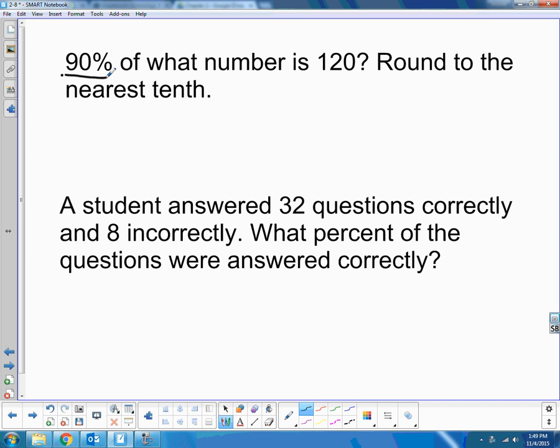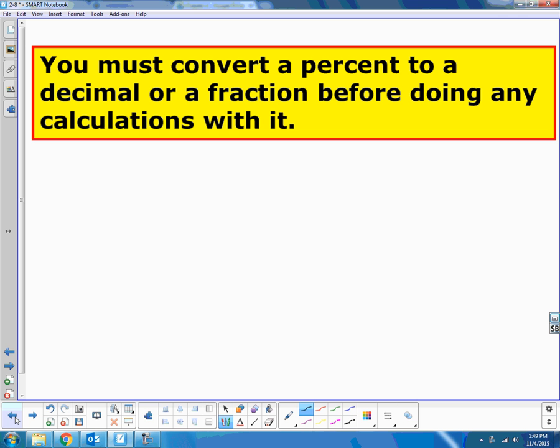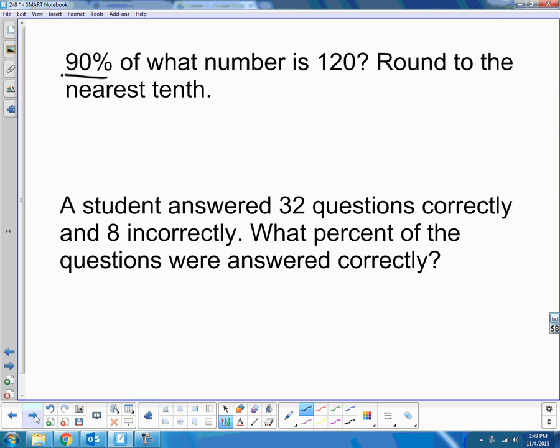again, we can't just leave it as 90%. Percents have to be converted to a decimal or a fraction. Since I'm going to use a calculator to help me, I'm going to make it into a decimal. Calculators don't like fractions, but they do like decimals. So 0.9, where I go to the left to make it into a decimal. So either 0.9 or 0.90 times what number we don't know equals 120.